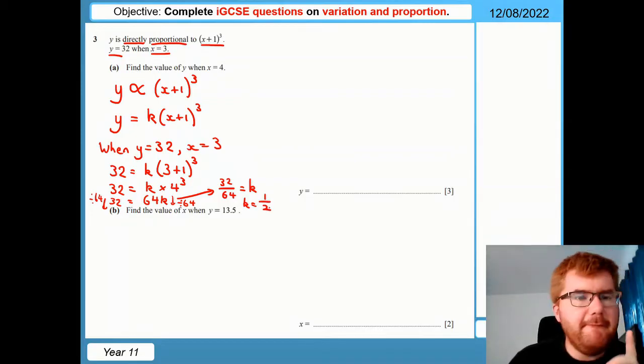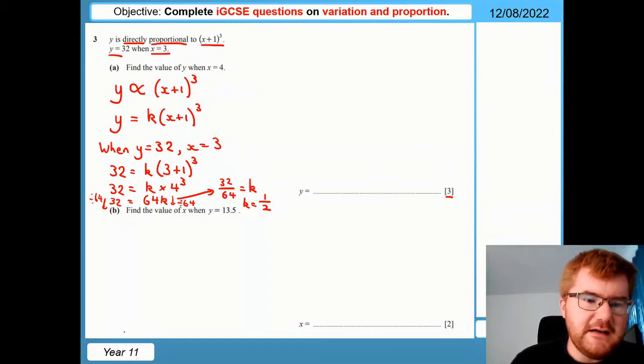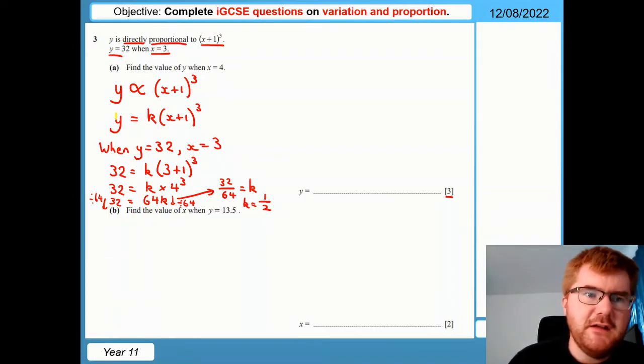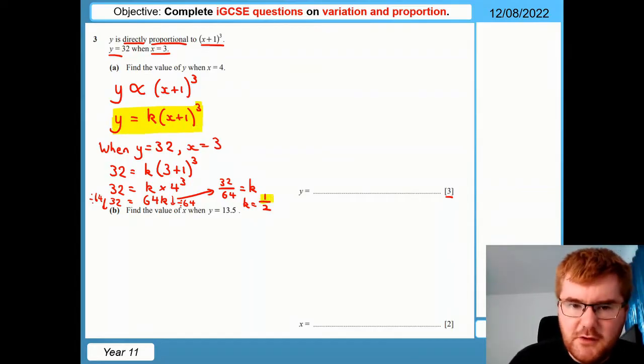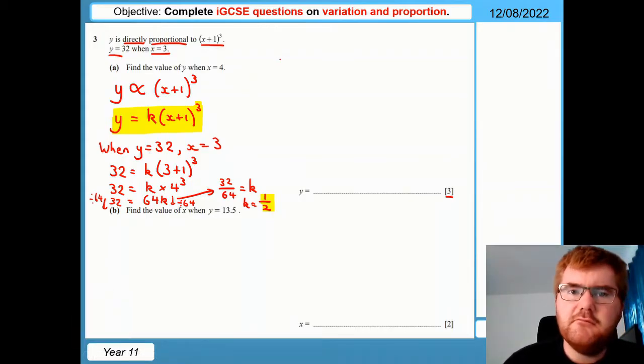So again, we haven't finished the question. It's a 3-mark question now, not a 2-mark. So there's going to be a little bit extra that we need to do. So we're going to take our initial equation, just like we did in the previous question. So when I say that, I mean this part here. And we're going to replace that k here with what we've just worked out. So a half.